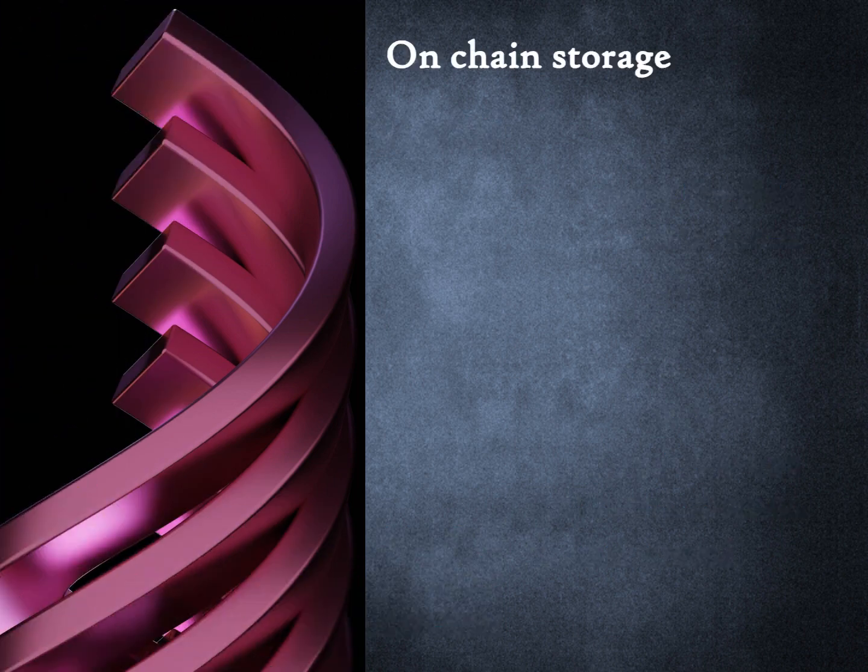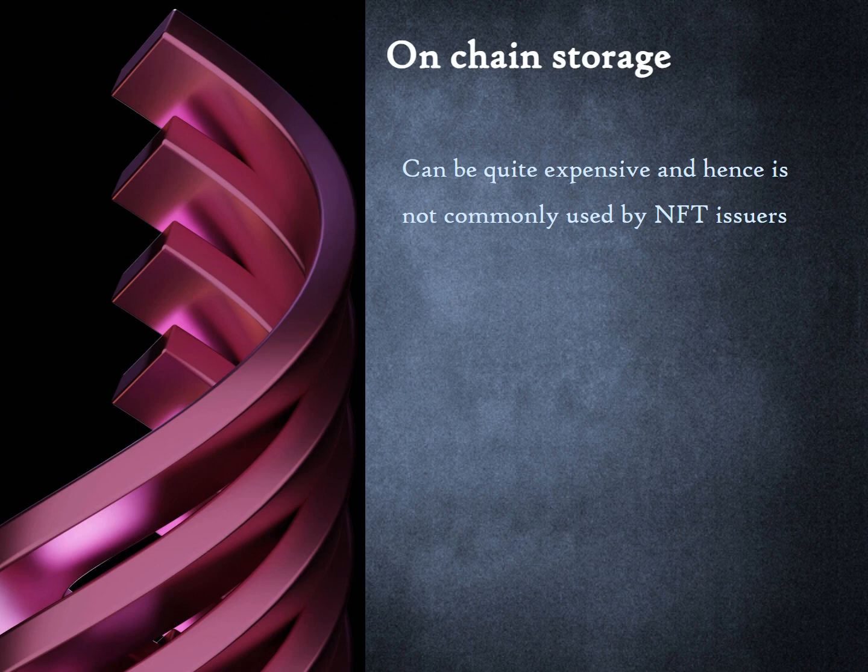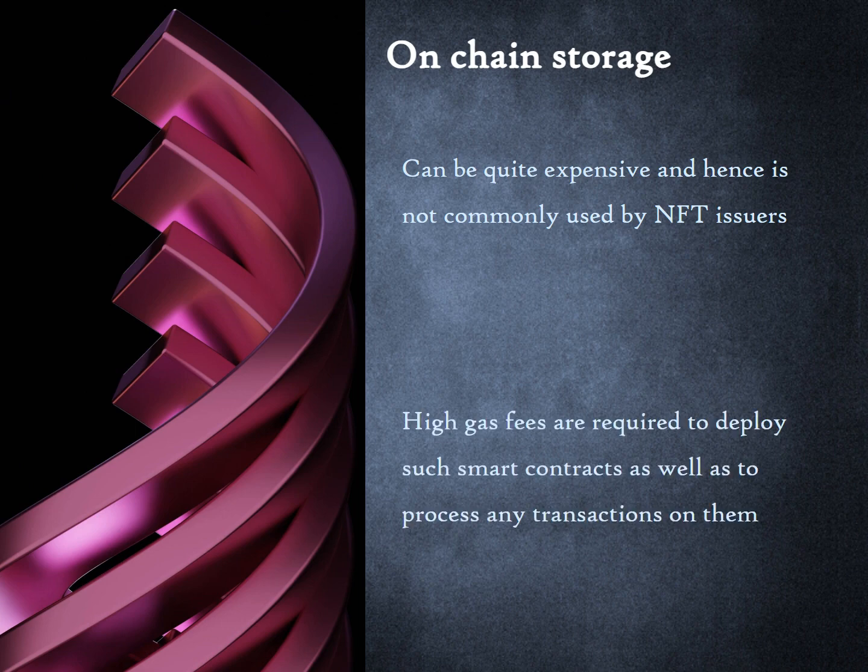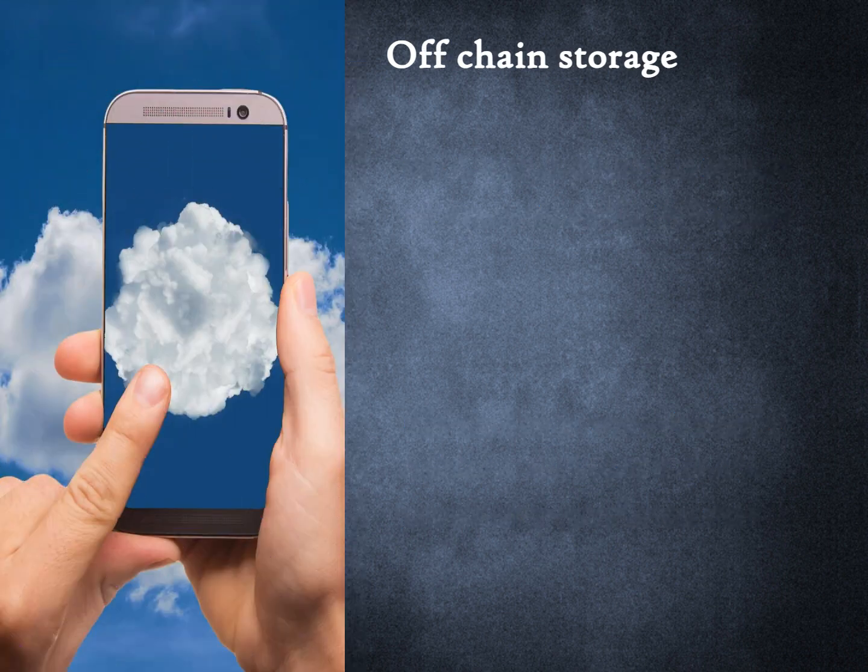On-chain storage can be quite expensive and hence is not commonly used by NFT issuers. High gas fees are required to deploy such smart contracts as well as to process any transactions on them. When a transaction is processed with the smart contract as the destination, the nodes in the Ethereum blockchain must execute the code within the contract address. The larger the size occupied by the contract address, the greater the computational capacity, and hence gas units, required to process the transaction. Off-chain storage is more common.